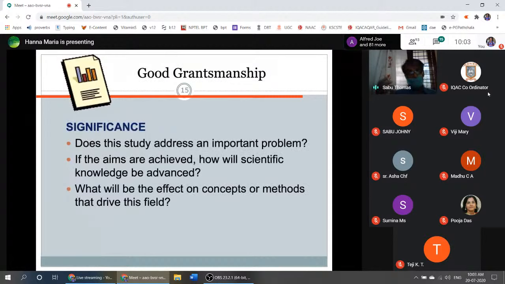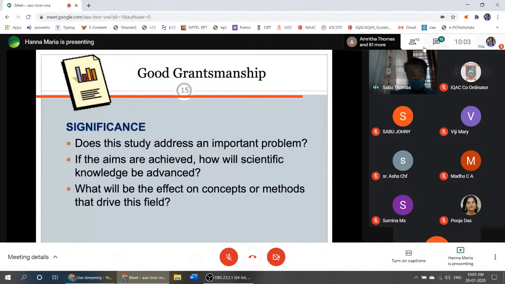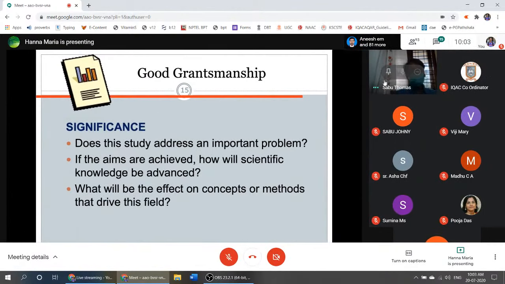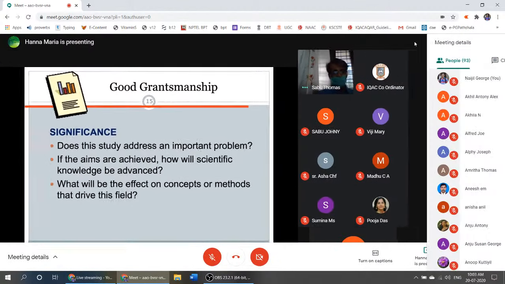Significance. What is the meaning of significance? Does this study address an important problem? If the aims are achieved, how will scientific knowledge be advanced? So these are some of the important points when you talk about the significance of the project. Next one, please.